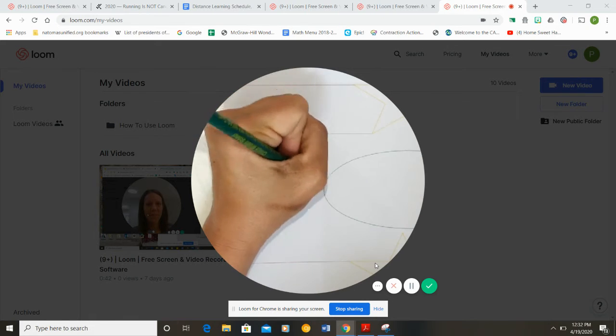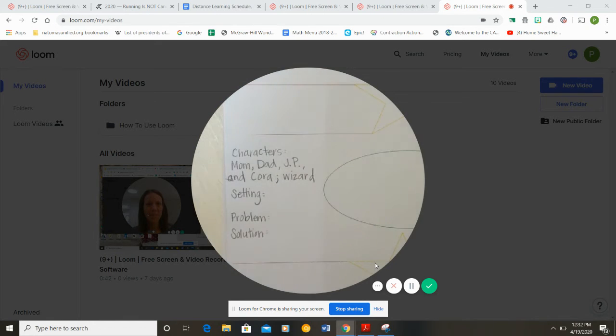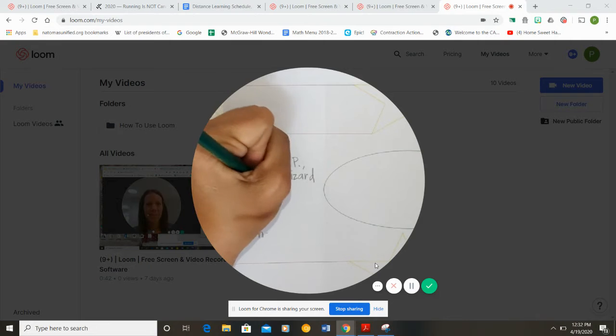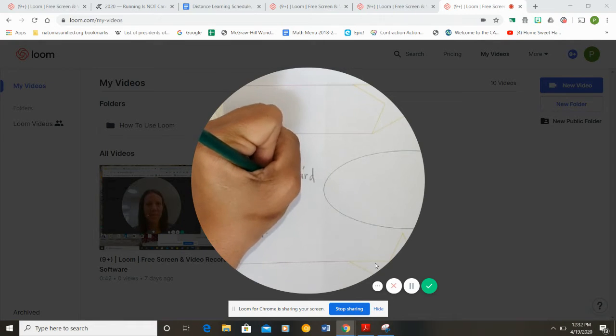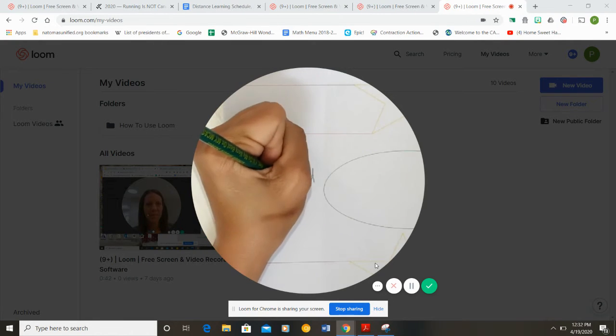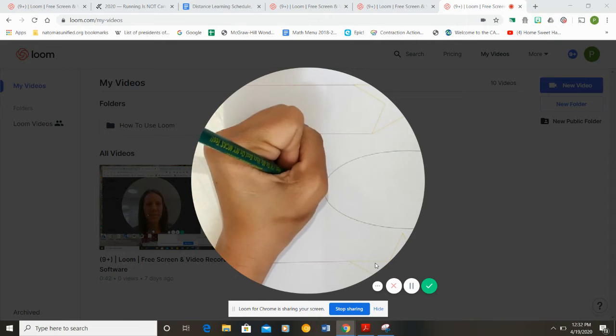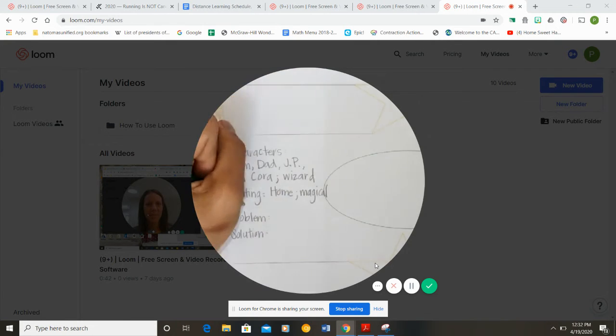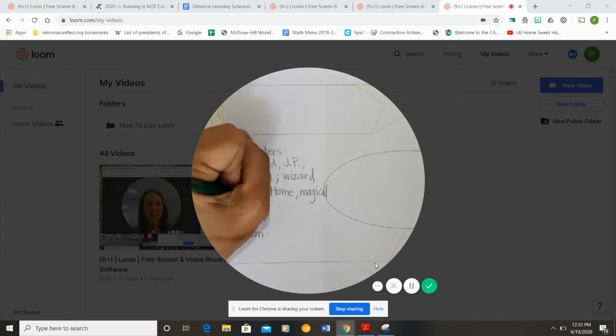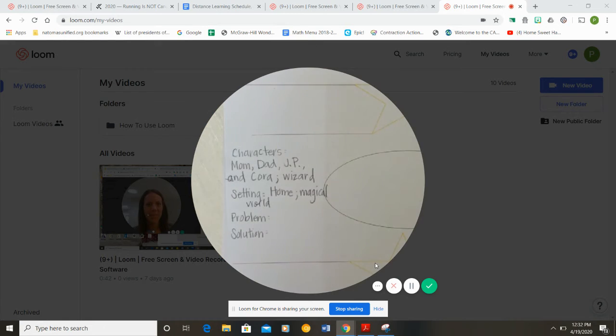As I'm thinking, I'm processing what is my setting going to be, what is the problem, what is the solution, how am I going to get there? So I know that it's going to be the four of us on a trip, and there's going to be a wizard involved. The setting is going to be home, and also a magical world, which I'll talk more about as the story goes on.